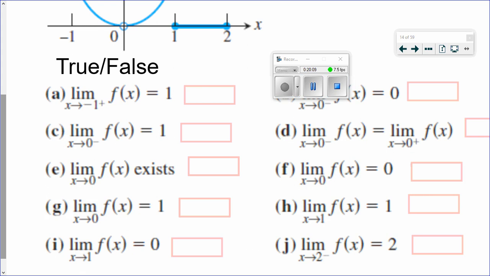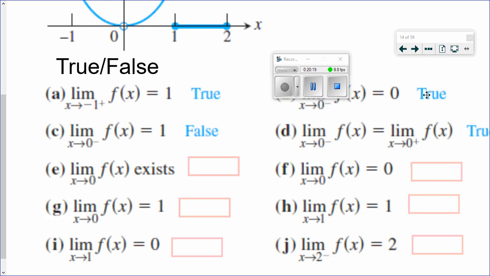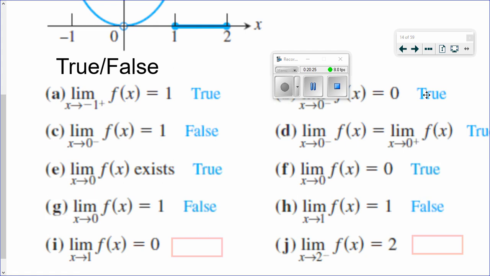All right, so here are your answers. Letter A should be true. Letter B should be true. C should be false. D should be true. E should be true. F should be true. G should be false. H should be false. I should be false. And J should be false.